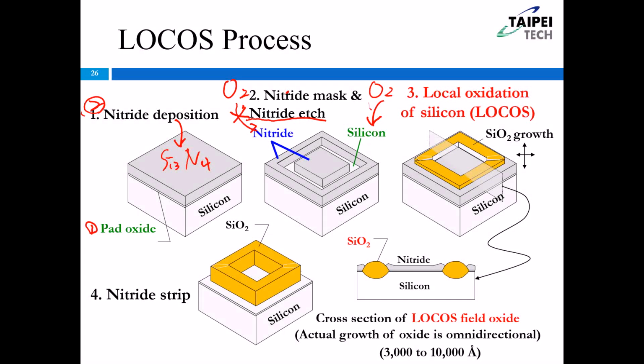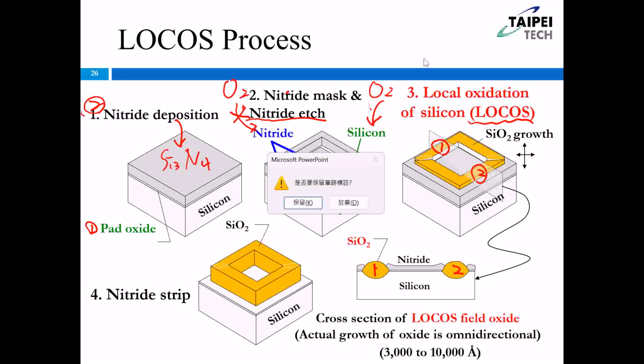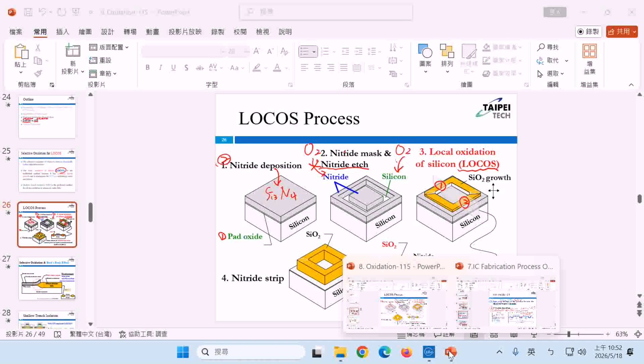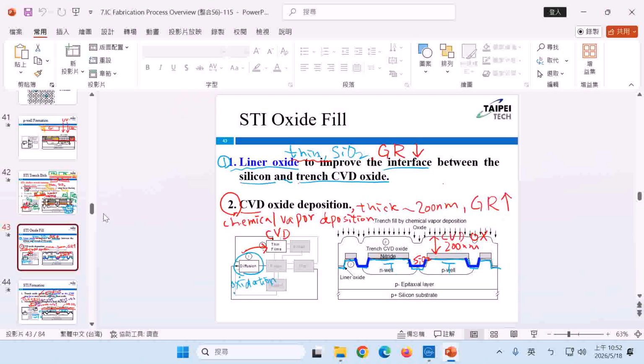Just for example, the first region is here and the second region is here, because now we are looking at the cross-section view. Those two regions we call LOCOS. Do you still remember the other name for LOCOS? We do have another name for it.